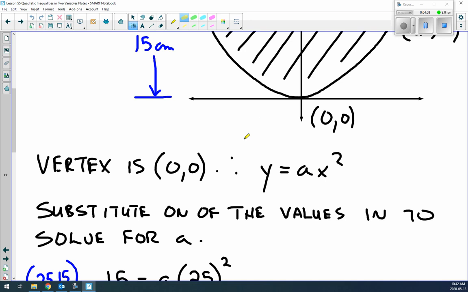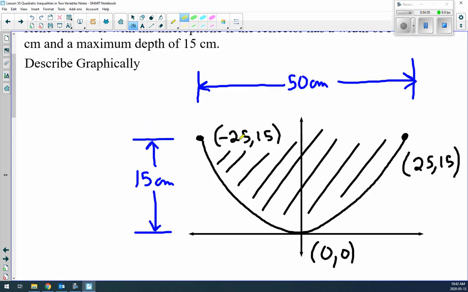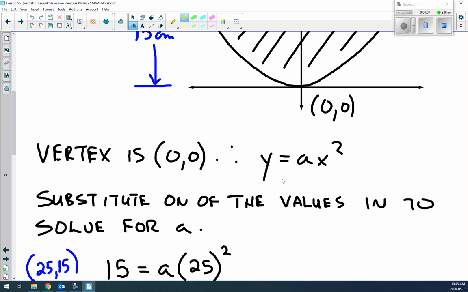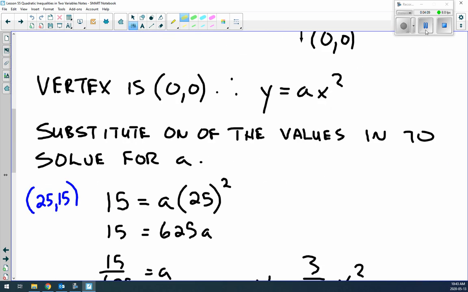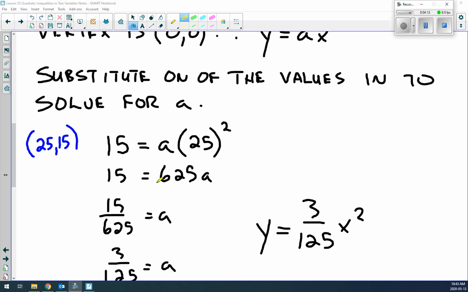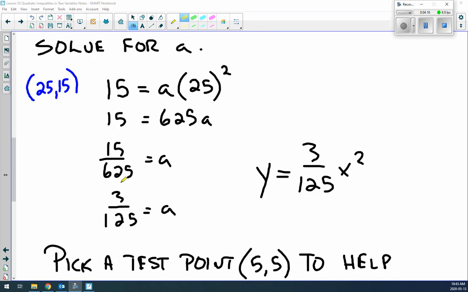So all we do is substitute values, and you pick whatever point you want. Negative 25, 15, or 25, 15. So we plug in 25, 15, and we work through it. 25 squared is 625. So we have 15 over 625, which reduces down to 3 over 125. Like I said, it's probably going to be a fraction. So there is our equation.